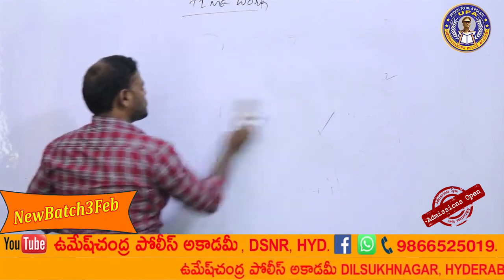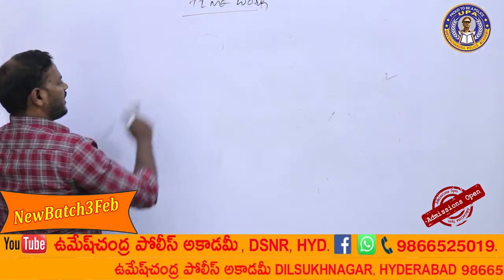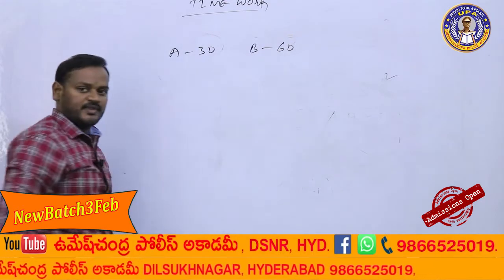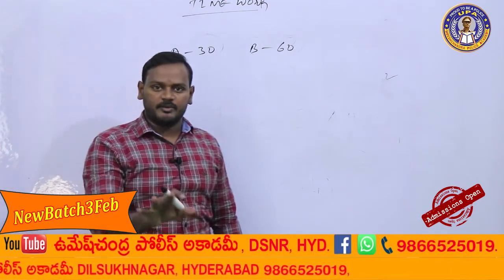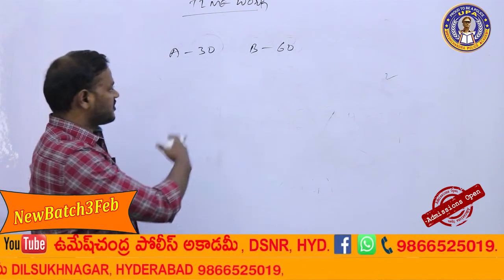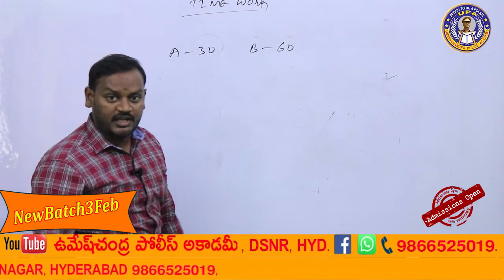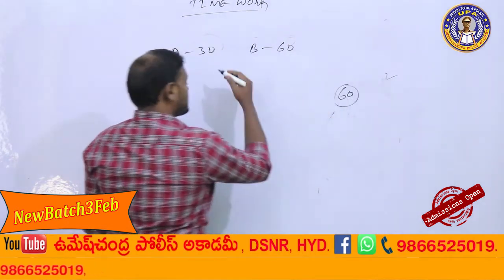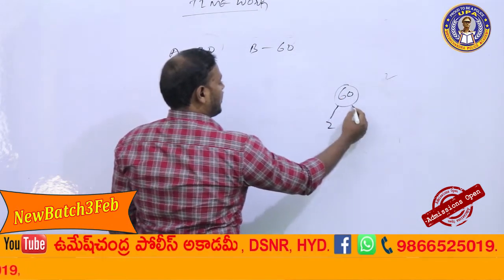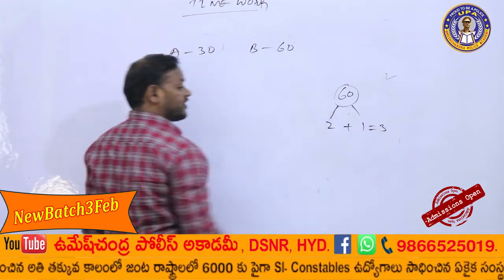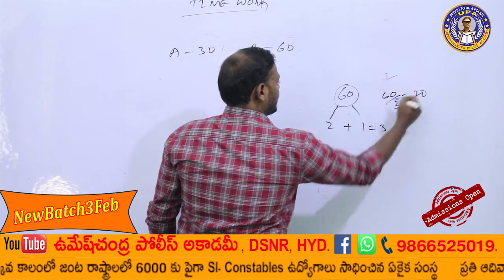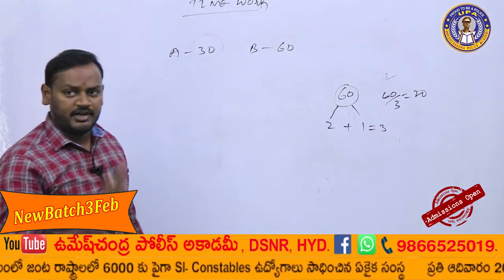So first of all, let's choose a basic one. A alone can do a work in 30 days, B can do the same work in 60 days, right? If they work together, in how many days will the work be finished? Just tell me the answer now. So 30, 60, the biggest number can be 60. Of course, 60 can be divisible by 30. That's why the target can be 60. 60 by 30, 2. 60 by 60, 1. 2 plus 1, together they can eat 3 chocolates in one day. 60 by 3, the answer will be 20 days. If they work together, the work will be finished in 20 days.